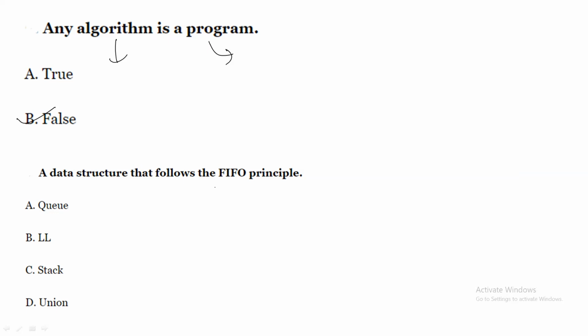A data structure that follows the FIFO principle. What is FIFO? FIFO means first in, first out. For example, a billing system, right? When you go into D-Mart or Vishal Mega Mart or something else, what will happen if you are standing in a queue? If you are third in line, your billing will be at the third place only. You cannot be billed first. Who will pay the bill first? The person who is standing at the first location, then second, and then third.